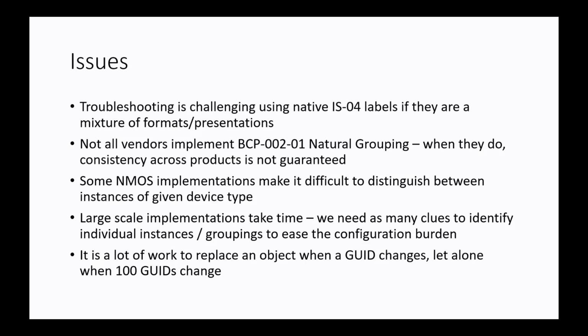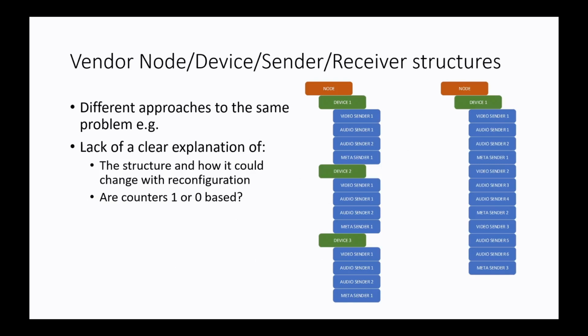Another issue we found, and this is a regular occurrence, when a GUID changes, for whatever reason, it's quite difficult to replace that object because that's the primary key for that object. Well, when one GUID changes, it's difficult. 100 GUIDs change, yeah, even more difficult. So, yeah, not good.